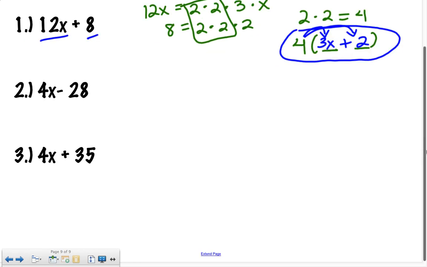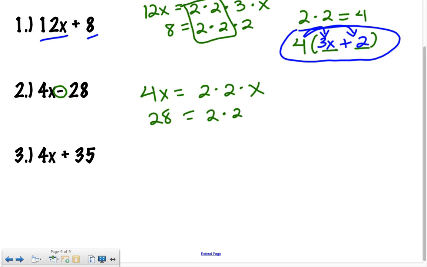So we're going to evaluate or break down 4x. What multiplies to be 4x? 2 times x. And then what multiplies to be 28? We're not going to pay attention to this negative right now. We're going to put it on after we get to the point where we're putting it into parentheses. So we're going to first break apart 28. So 2 times 2 is 4, and 4 times 7 gives us 28. And there's no variable, so that's it.